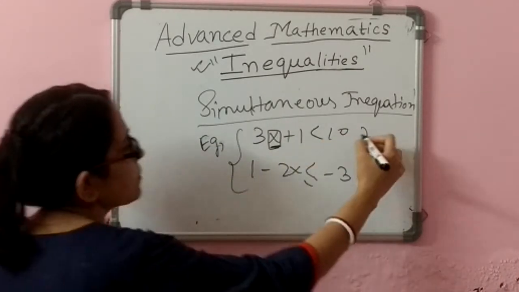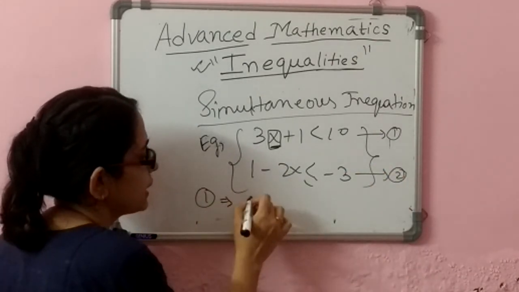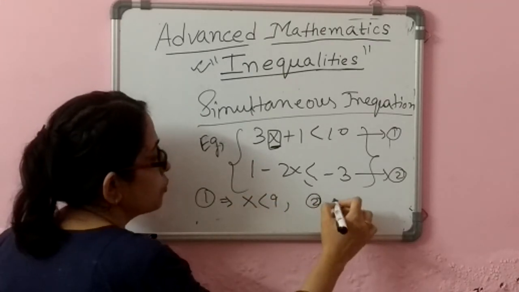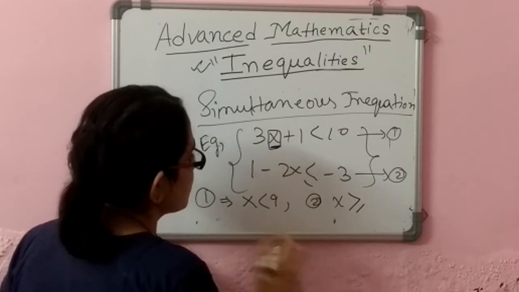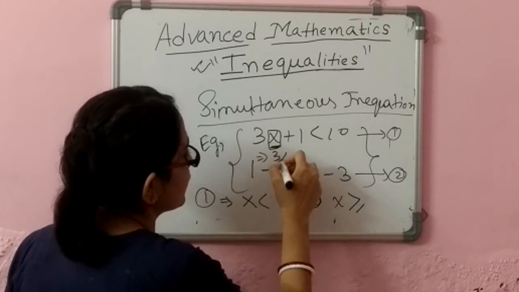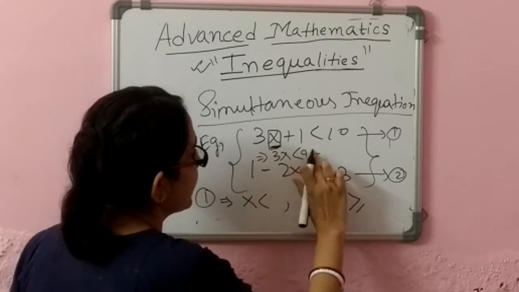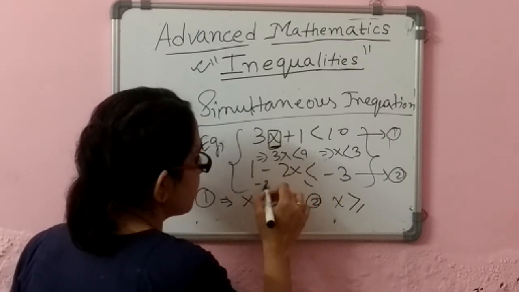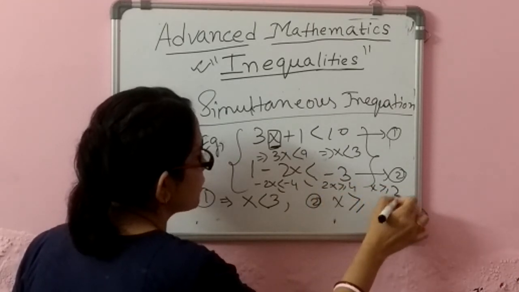How will we solve it? This is equation 1, this is equation 2. From equation 1 we will get that x is less than 9, sorry, x is not less than 9, let me solve it. 10 minus 1, it will be 9. So 3x is less than 9, x is less than 3, and from 2 we will get minus 2x is less than minus 4, 2x is greater than or equal to 4, x is greater than or equal to 2.